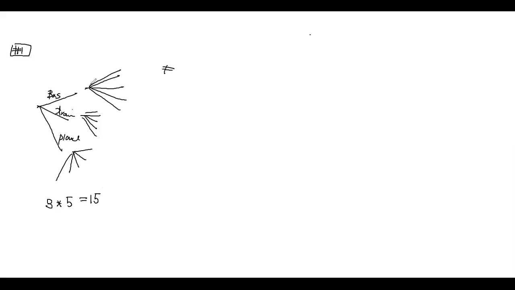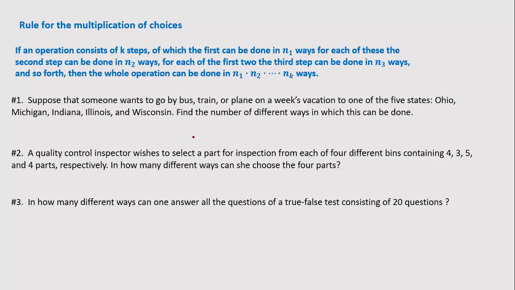Okay, so now let's take a look at problem number 2. The problem says: a quality control inspector wishes to inspect a part from each of 4 different bins, and those bins contain 4, 3, 5, and 4 parts, respectively. How many different ways can she choose the 4 parts here?